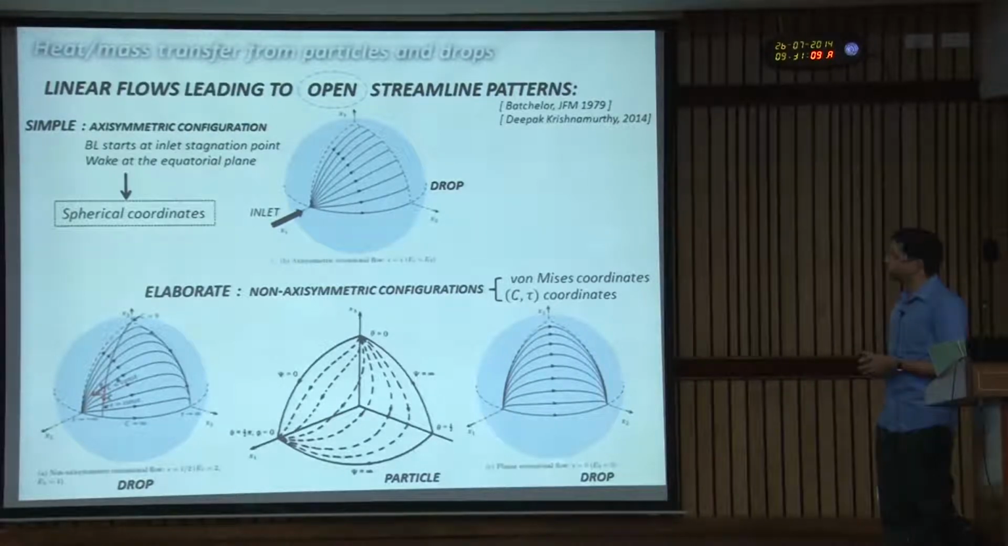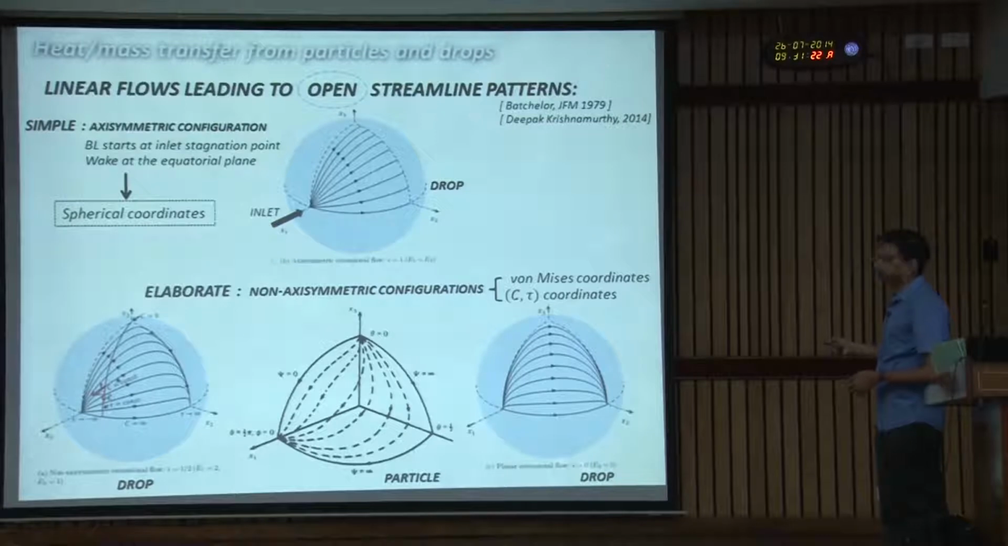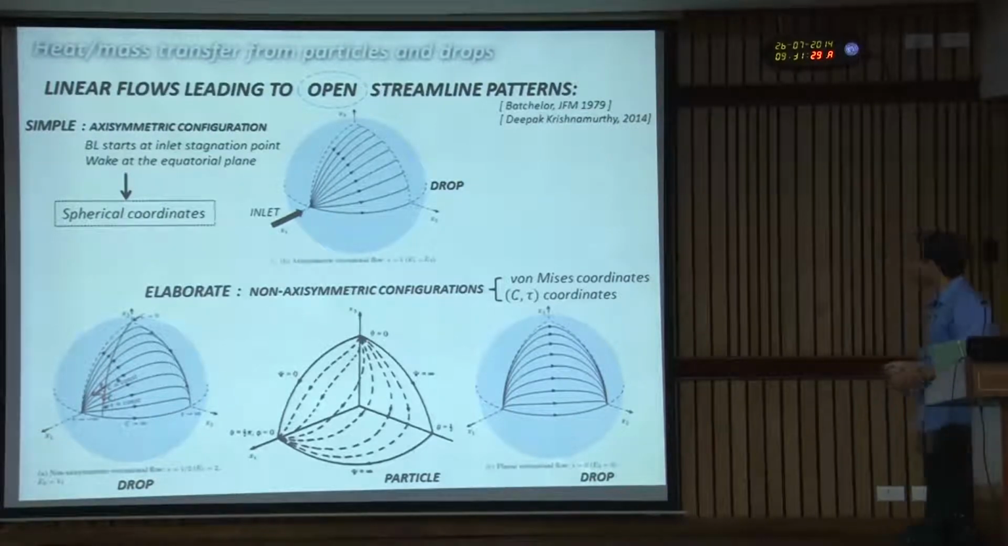There are linear flows with open streamline patterns, and by open I mean that every streamline of the flow, when the particle or drop is sitting there, comes from infinity and goes to infinity. Okay. So, those are the linear flows that lead to open streamline patterns, and these tend to behave in a manner exactly similar to translation. Okay. So, I can have axisymmetric extension. What these pictures show you is the surface streamline pattern. Okay. So, those 3 are drops.